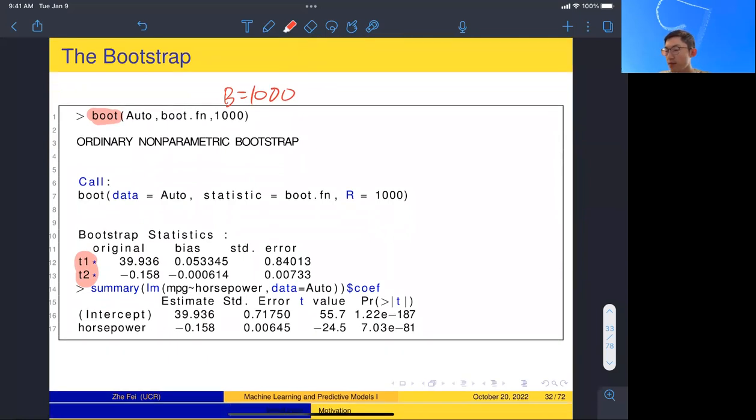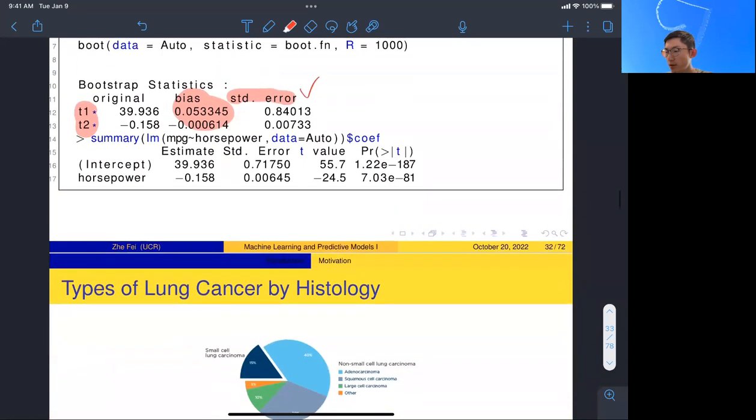So bias means your bootstrap estimates are very close to your original estimates. But in addition, you get the bootstrap standard error.